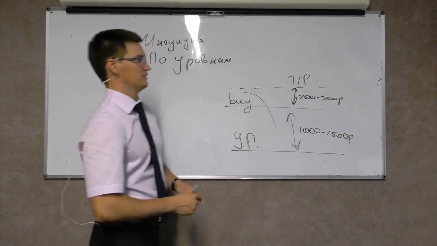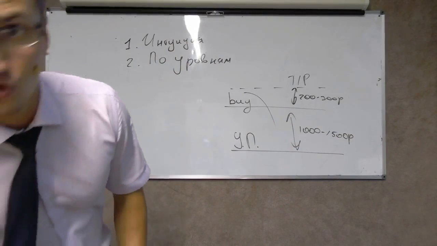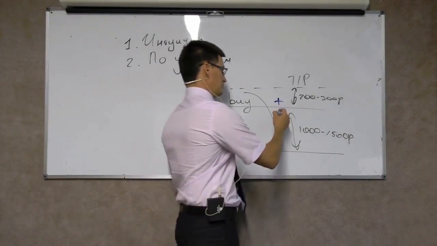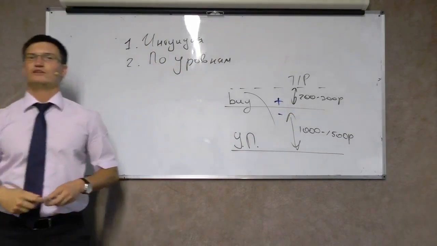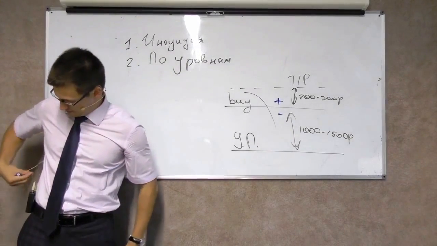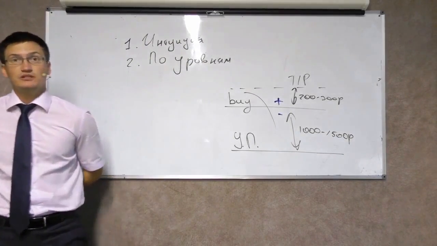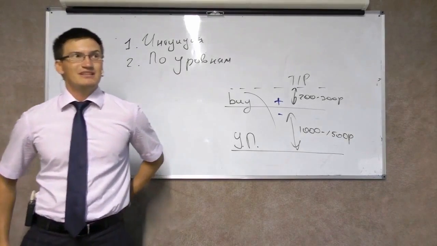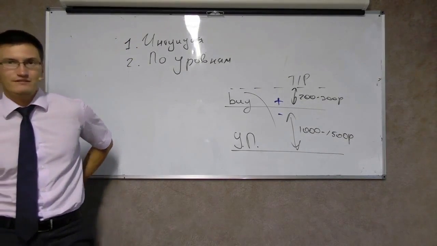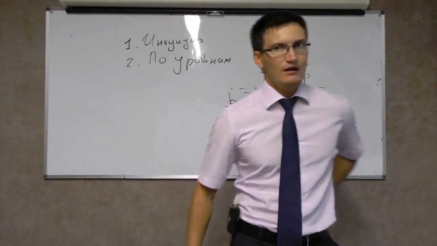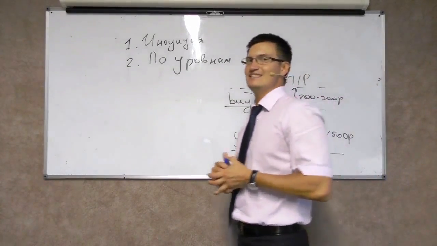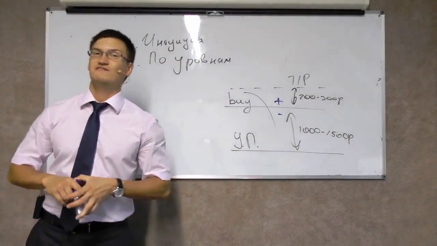So what do we have here? We have plus 200, 300 and minus 1000, 1500 points. So the principle of balance between risk and profit is not applied here. So this is the disadvantage of trading based on levels. Yes, it can bring a lot of profitable trades. Yes, it is very simple. But here, the potential profit will always be less than potential risk.